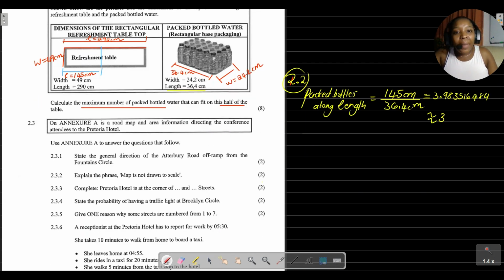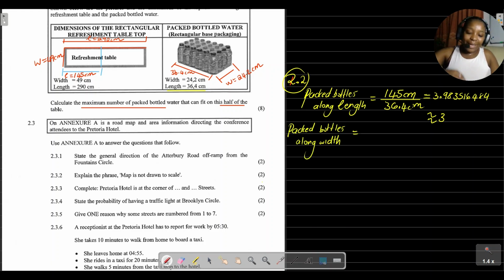Let's continue. How many packed bottles can we fit along the width? We are going to be working with the width of the table and the width of the bottles. What's the width of the table? It's always the bigger width at the top. So you're going to take that 49 centimeters divided by the width of the packed water bottles, which is 24.2 centimeters. If you take 49 and divide it by 24.2, how much do you get?